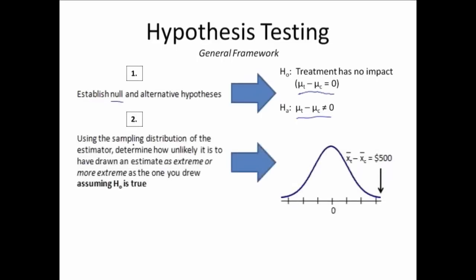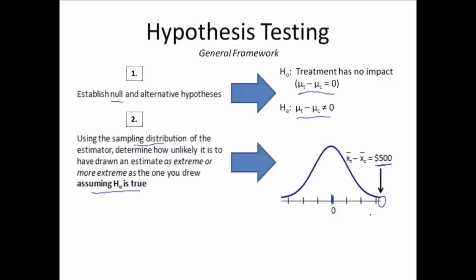Next, we construct the sampling distribution of our estimator and determine how unlikely it was to have drawn an estimate as extreme or more extreme as the one that we drew, assuming the null hypothesis is true. So because we assume the null hypothesis is true and that there was no impact, we center the sampling distribution at 0. We actually observed a difference in mean incomes of $500, and that appears somewhere over here on the sampling distribution.